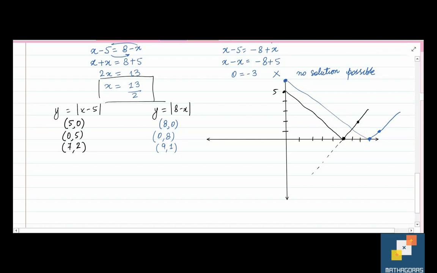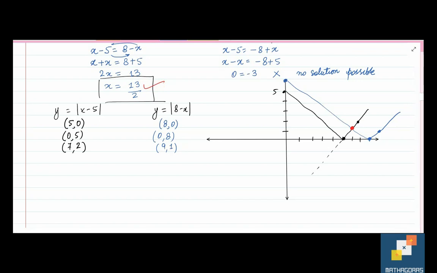From the above solution, we can see that we have only one point of intersection because there is no solution possible, right? So we have one point of solution, that is your answer. So when you draw it on the graph, your point of intersection should be exactly equal to 6.5. So that is your answer.